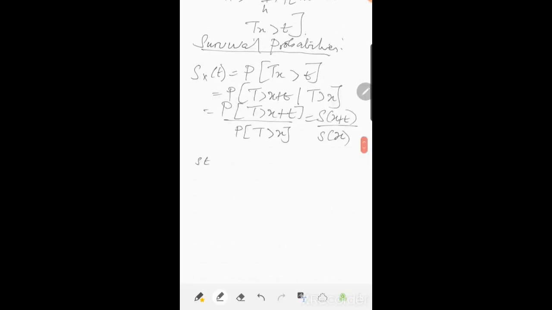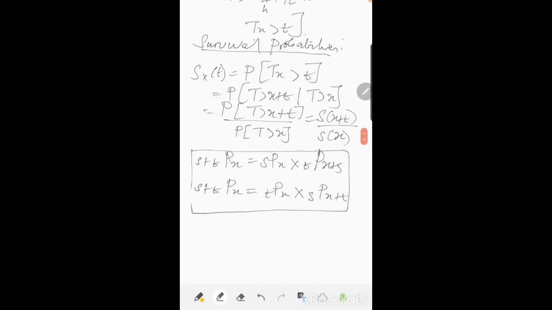So we have s plus t. Then this is s plus t px is equal to spx by t px plus s, or we have s plus t px is equal to tpx by spx plus t. So these are two important results. We'll see later on how we apply them.